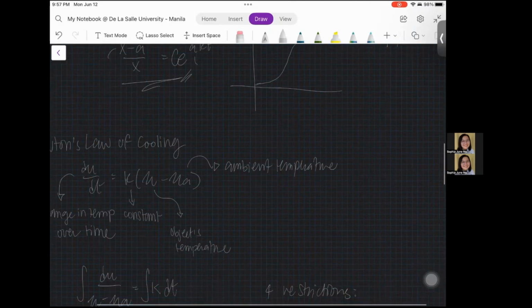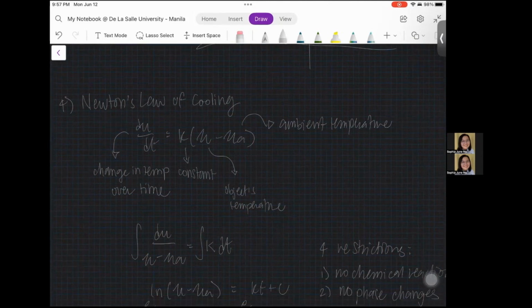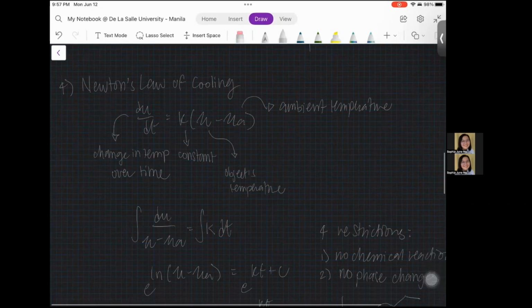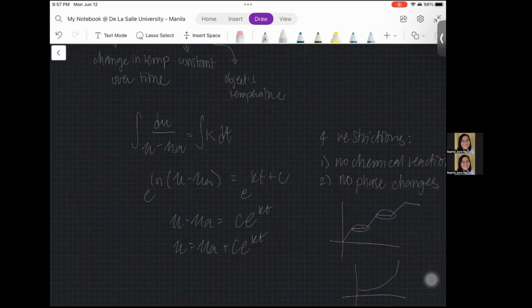Next we have Newton's law of cooling, which has the following equation. Your du over dt is the change in temperature over time. Your u is the object temperature, and your uA is the ambient temperature as represented by the A. Written here again is the integration, and eventually you will get this equation.